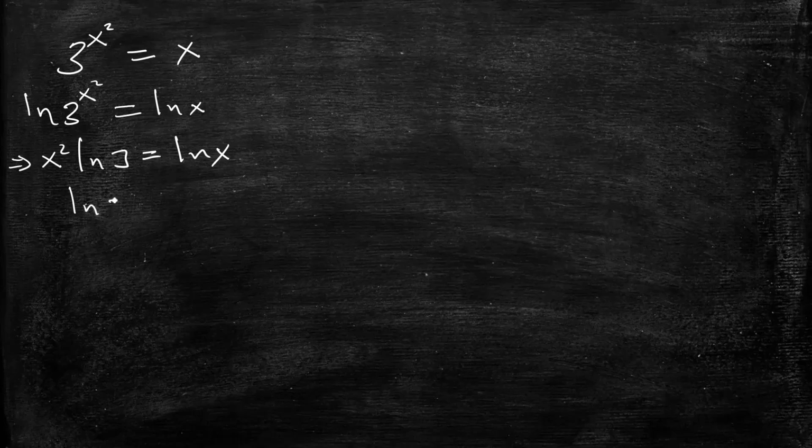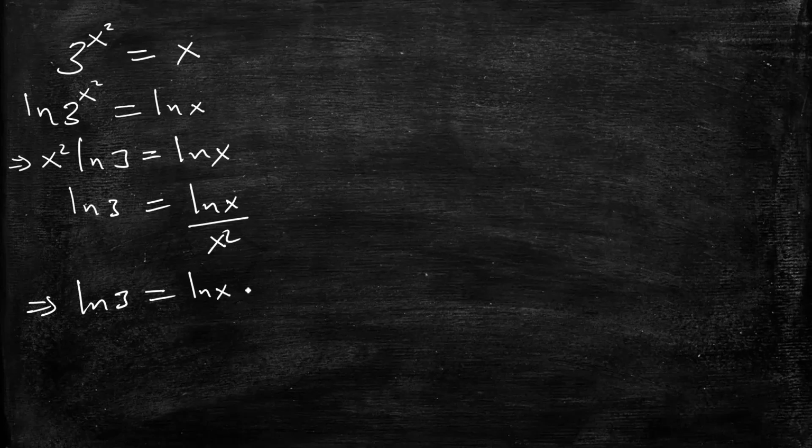So my next step will be this over x squared. Natural log of 3 is the same as, now we can rewrite this as ln of x times x raised to negative 2. The same as that, so I've done nothing.